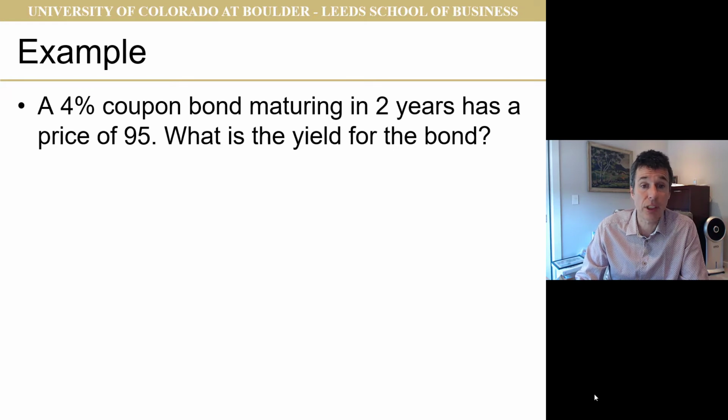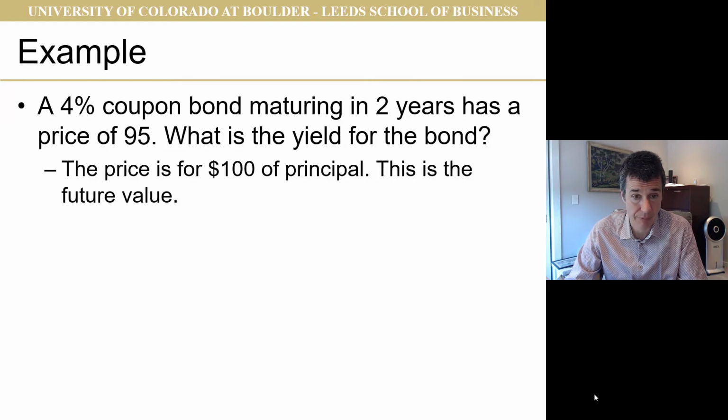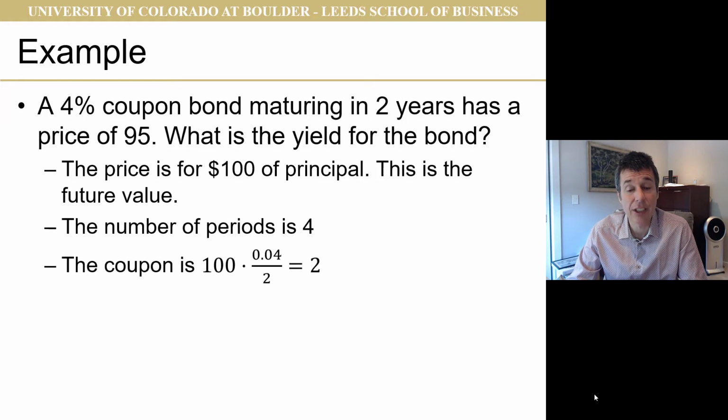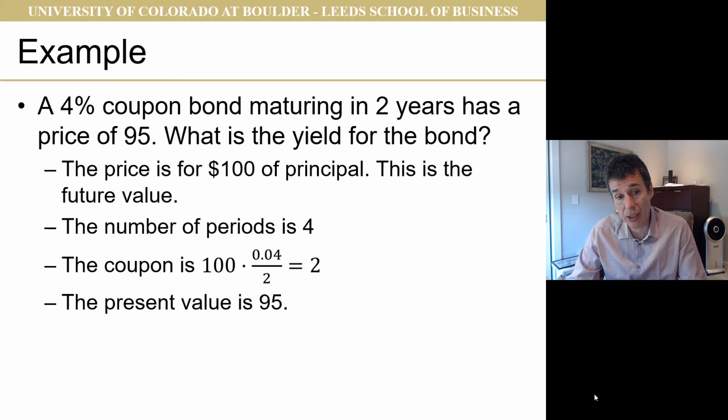So we have a 4% coupon bond maturing in 2 years, has a price of $95. We want to find the yield for this bond. The price, the $95, is for $100 of principal. This is what we use for the future value. Number of periods, it's a 2-year bond, so the number of periods is 4. The coupon is 100 times 0.04 over 2, which is 2. Present value, 95, so we're going to pass a negative 95 in.